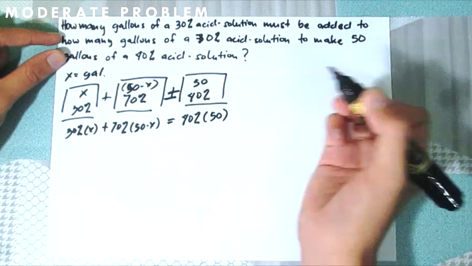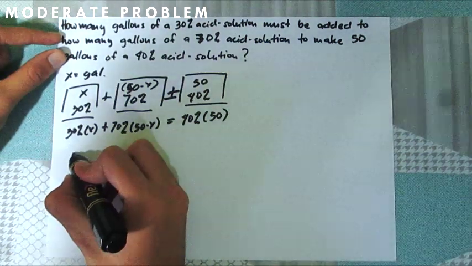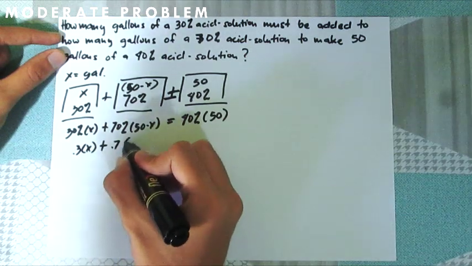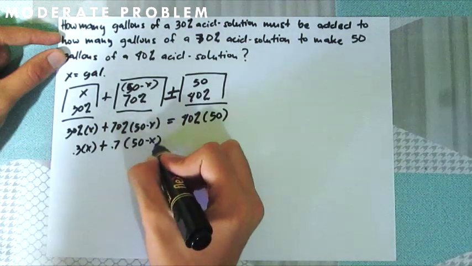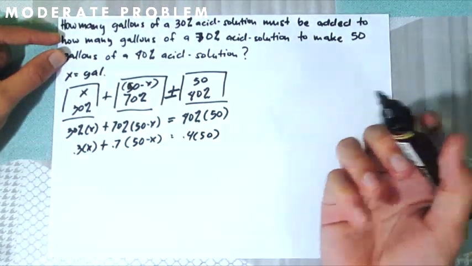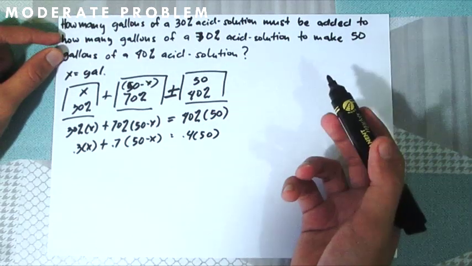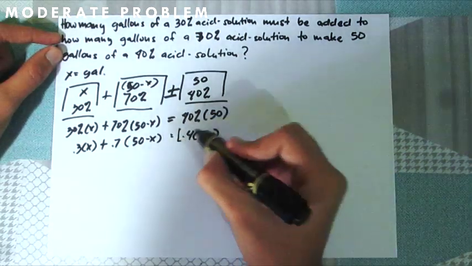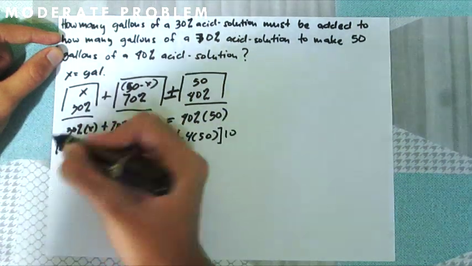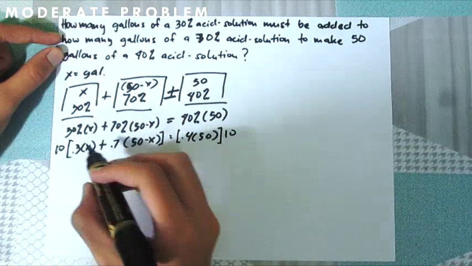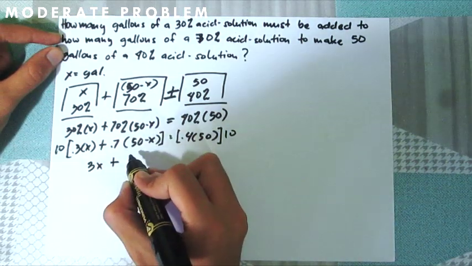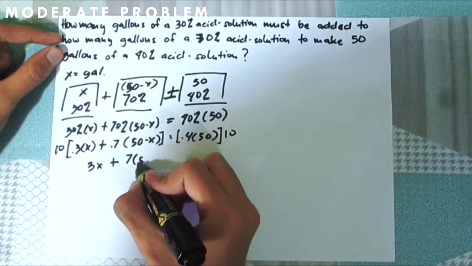So we need to change the percent signs to decimals. So it becomes 0.3 times x plus 0.7 times 50 minus x equals 0.4 times 50. So to get rid of the decimal, we need to multiply both sides by 10. So it becomes 3x plus 7 times 50 minus x equals 4 times 50.